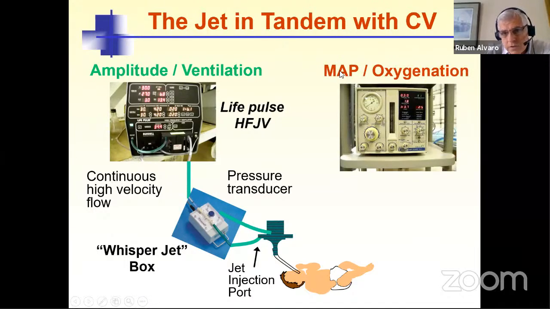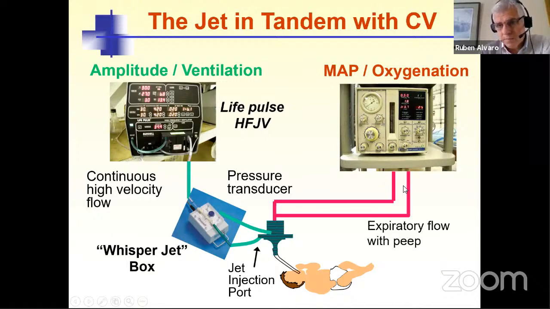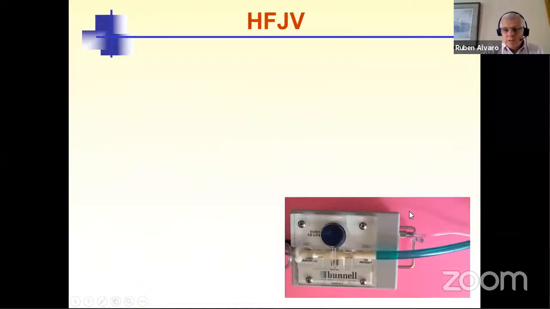And then you have, of course, the conventional ventilation on top that will have the normal connection to the endotracheal tube on the bottom, bringing the flow and providing the PEEP, okay? So this is the whisper jet box that compresses that small catheter in the middle at the pressure and the speed that you set on the ventilator, okay?